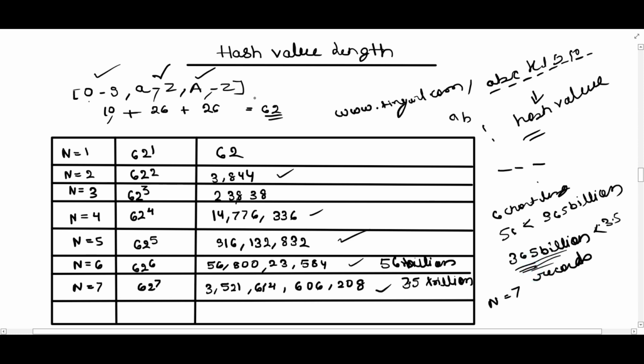So what will be the hash value length? The hash value length will be 7. This is the answer for the hash value length. So 7 characters is the short length, and we can generate about 3.5 trillion unique IDs, so that much we can support. The next question is how you will generate this hash value. Now we know the minimum length is 7, but how do you generate the hash value? Let's proceed further and check how that can be done.